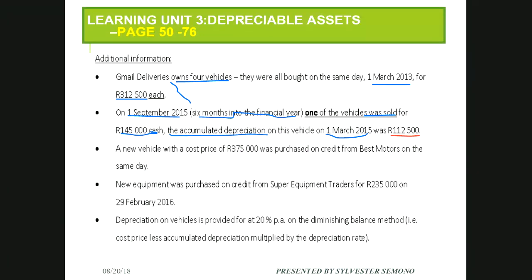Now, a new vehicle with a cost price of 375 was bought on credit, on the same day. No problem, remember we are just analyzing for now. Again, they said we bought new equipment on credit. This is important, guys, because this will give us the creditor account. It was bought for 228,35. And when did we buy it? On the 29th of Feb.